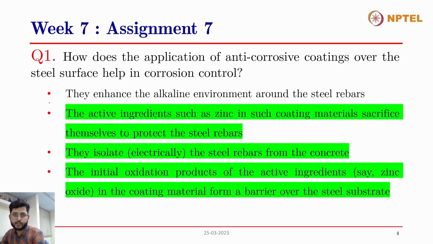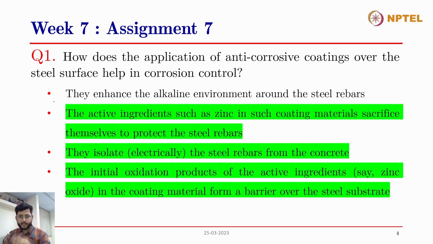These anti-corrosive coatings, as mentioned in the other statements as well, contain some kind of sacrificial anodic material or a metal that will act as a sacrificial anode in these systems. Let's say they contain zinc, and that zinc gets corroded while it protects the steel reinforcement, as we have seen in the case of galvanic corrosion. So when these anti-corrosive coatings are applied on the steel reinforcement surface, they do not enhance the electrochemical environment around the steel reinforcement as such.